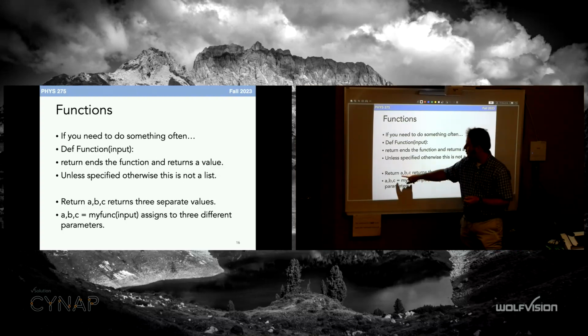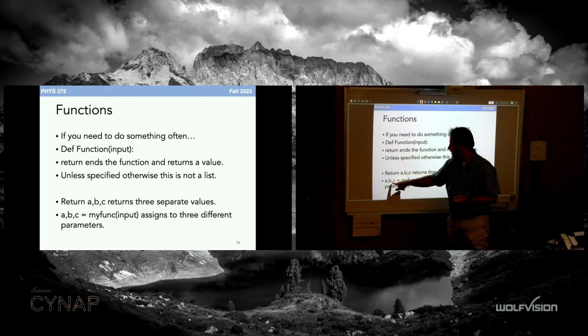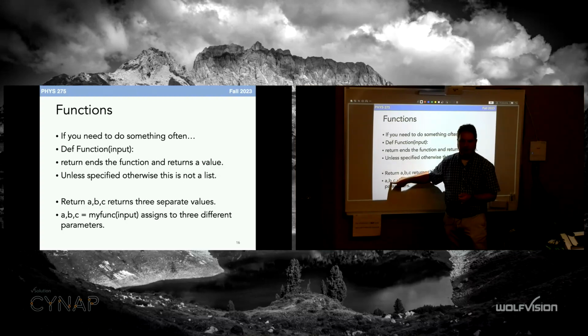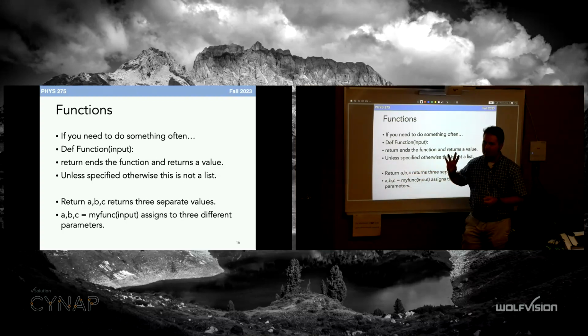So if we say return a, comma, b, comma, c, it returns 3 separate values. That's not a list, right? You can't pour that into one thing. It basically says these are now separate values. So a, comma, b, comma, c is my function with input, assigns these to 3 different parameters. It doesn't remember, oh, this is the other thing.